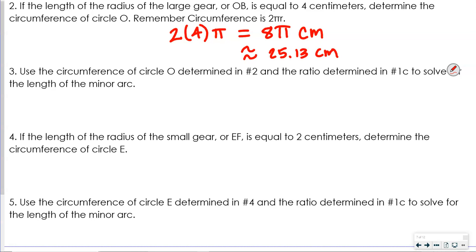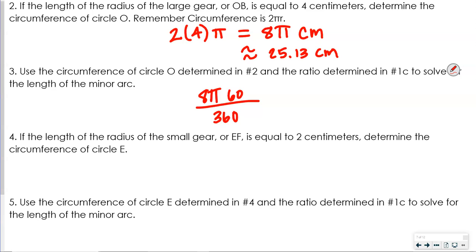Now, the next one says use the circumference of circle O determined in number 2 and the ratio determined in number 1C to solve for the length of the minor arc. Okay, so now we're going to do our 8 pi, and I'm just going to use the 8 pi, times the 60 over 360.